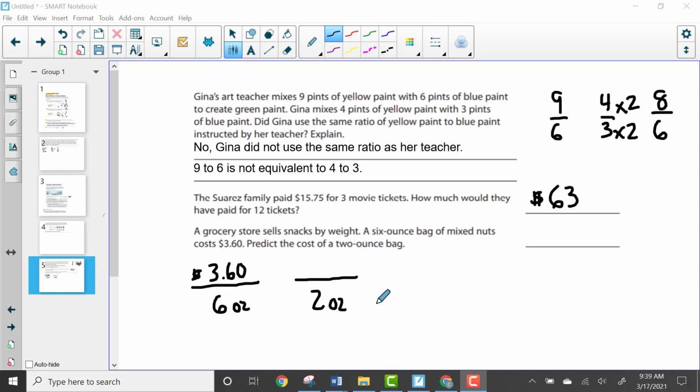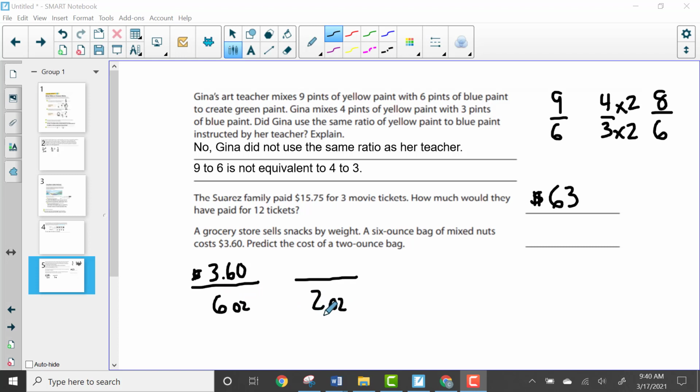All right, let's take a look at this last problem. It says a grocery store sells snacks by weight. A 6-pound bag of mixed nuts costs $3.60. Predict the cost of a 2-ounce bag. So we have the ratio of $3.60 for 6 ounces, and then we have a missing number up here, but we know that it is 2 ounces.